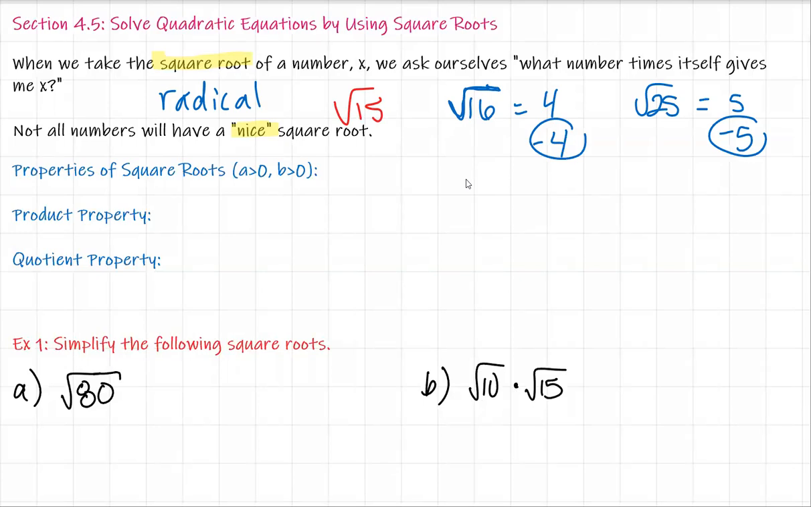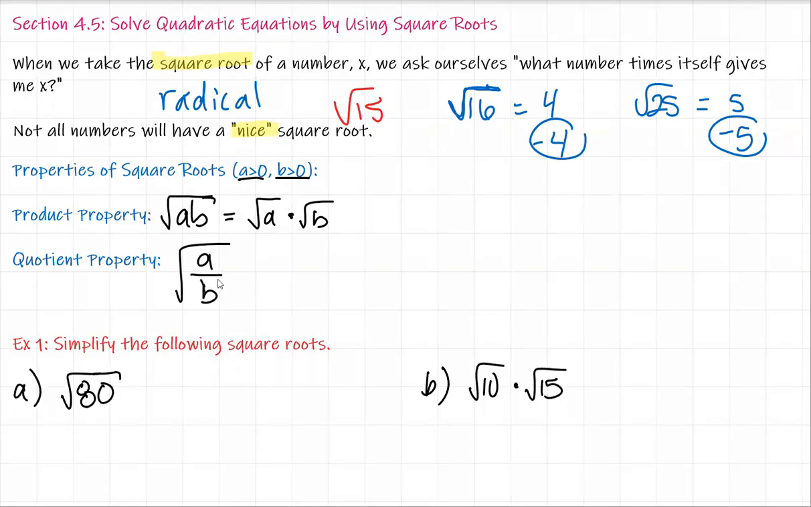All right, so now there's things that we can do with square roots. Properties of square roots. Here we're going to use a and b, and both are positive numbers. It only works when they're positive. The product property tells me that when I have a times b inside the radical, I can separate that with the multiplication operation in between. The quotient property tells me something similar. If I have a divided by b inside the radical, the quotient property says I can separate with the operation of division.